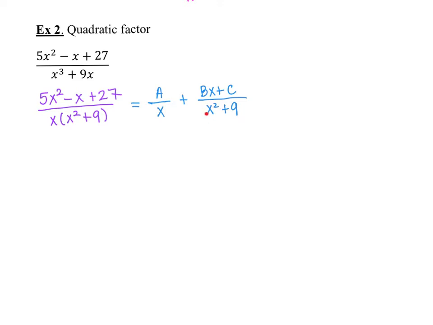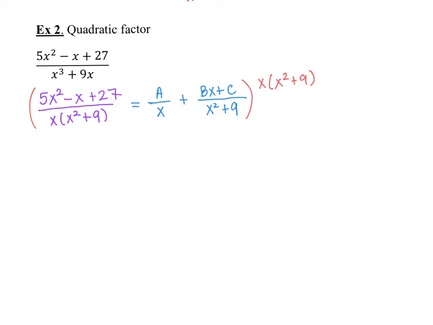So if it's quadratic, we're doing something like bx plus c. If there was another quadratic factor out here, I would make it dx plus e, and the constants keep increasing that way. Okay, I'm going to solve it similarly. I'm going to go ahead and solve for a, b, and c actually. So let me multiply by the common denominator, which is the x and the x squared plus 9.